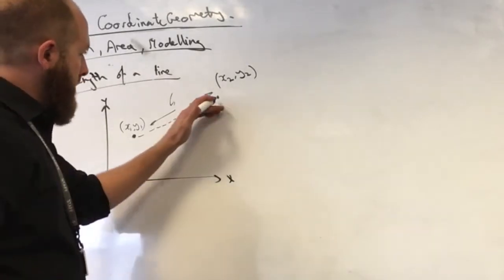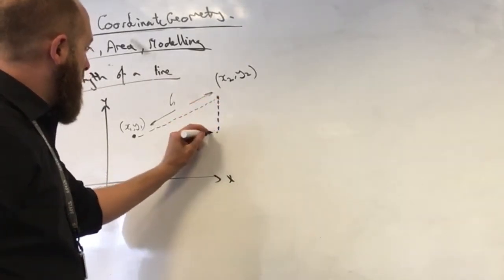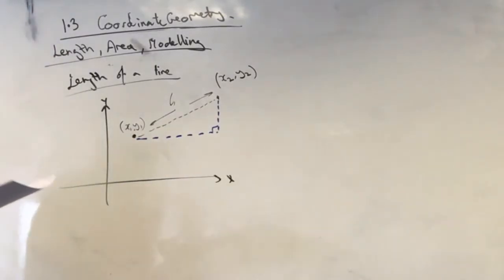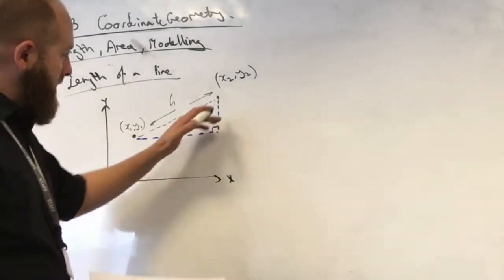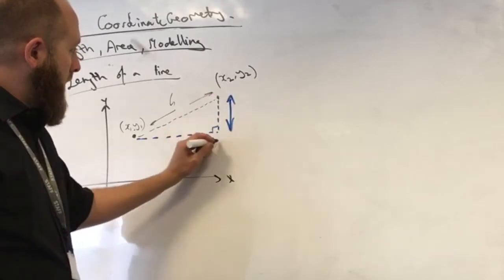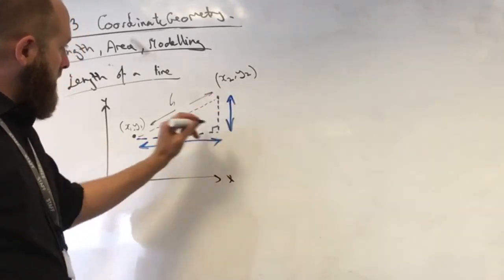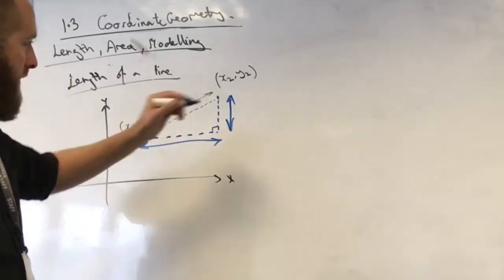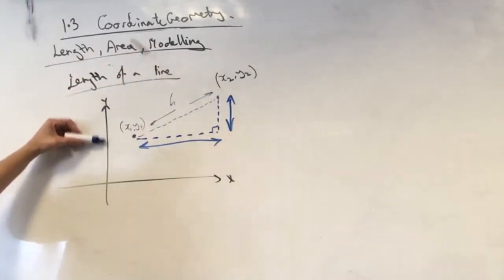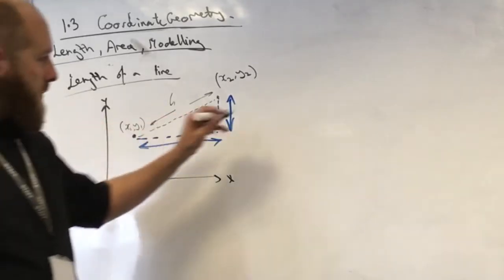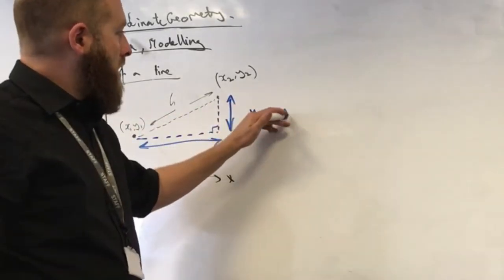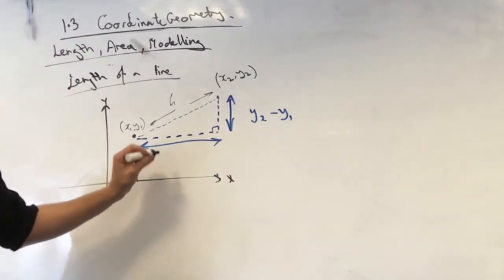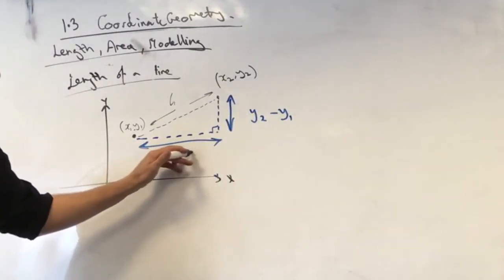If you're a bit stuck and you need a hint, maybe this will help you. If we can work out what this length is, and this length, we can then use Pythagoras to find out the length of the hypotenuse of this triangle. This length is the difference in the y coordinates, so this is going to be y2 take y1. This length is the difference in the x coordinates, so it's going to be x2 take x1.